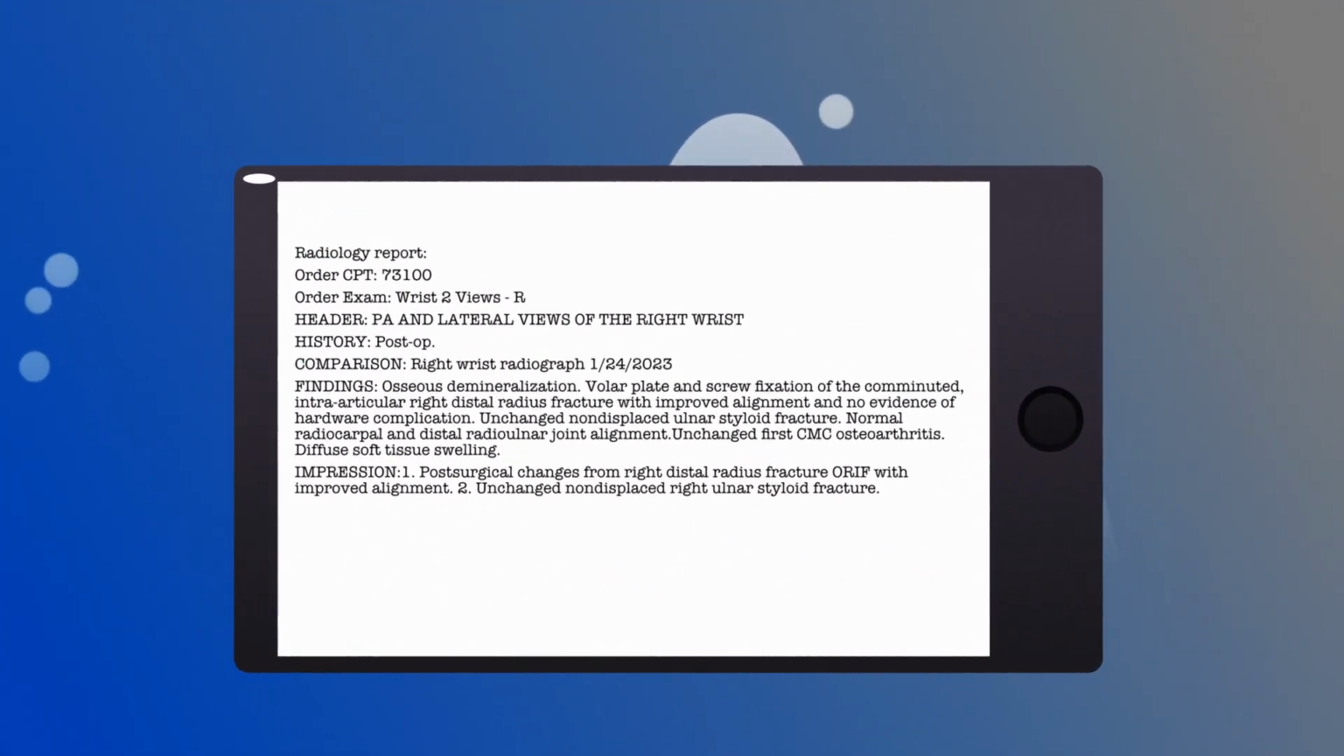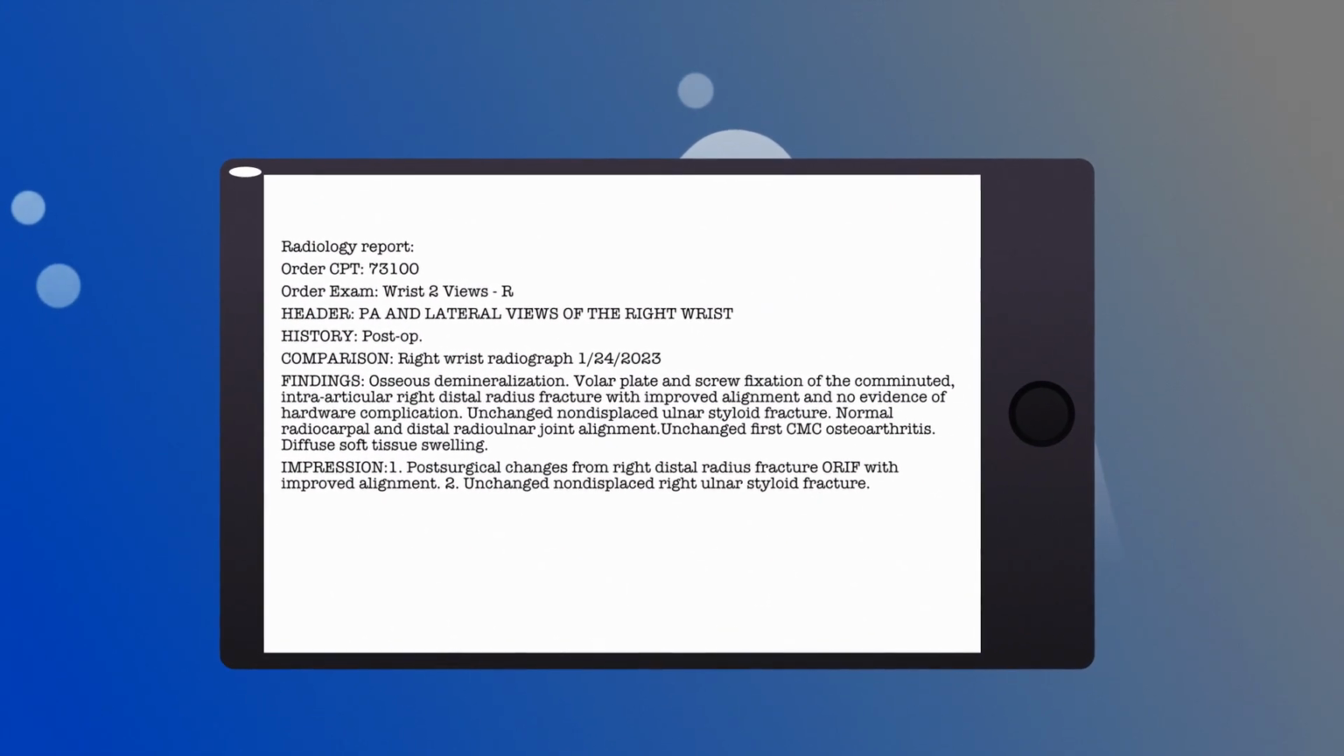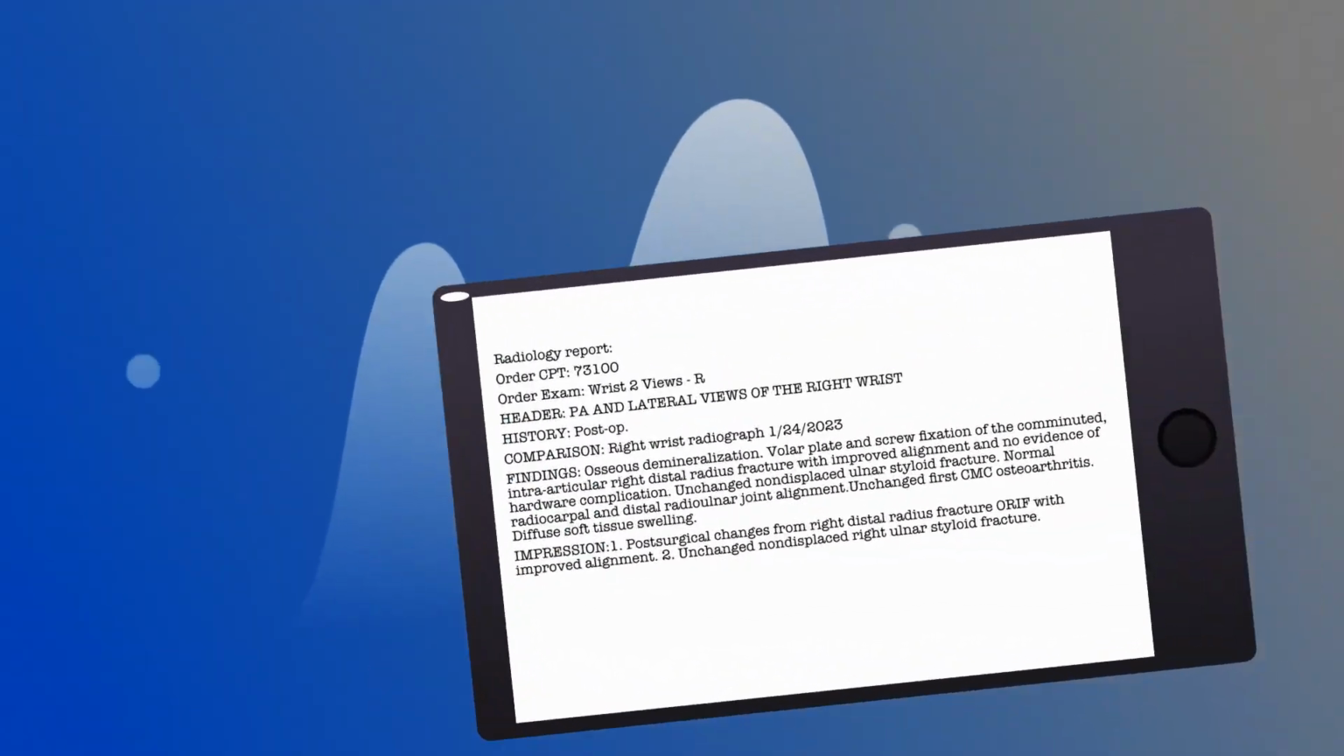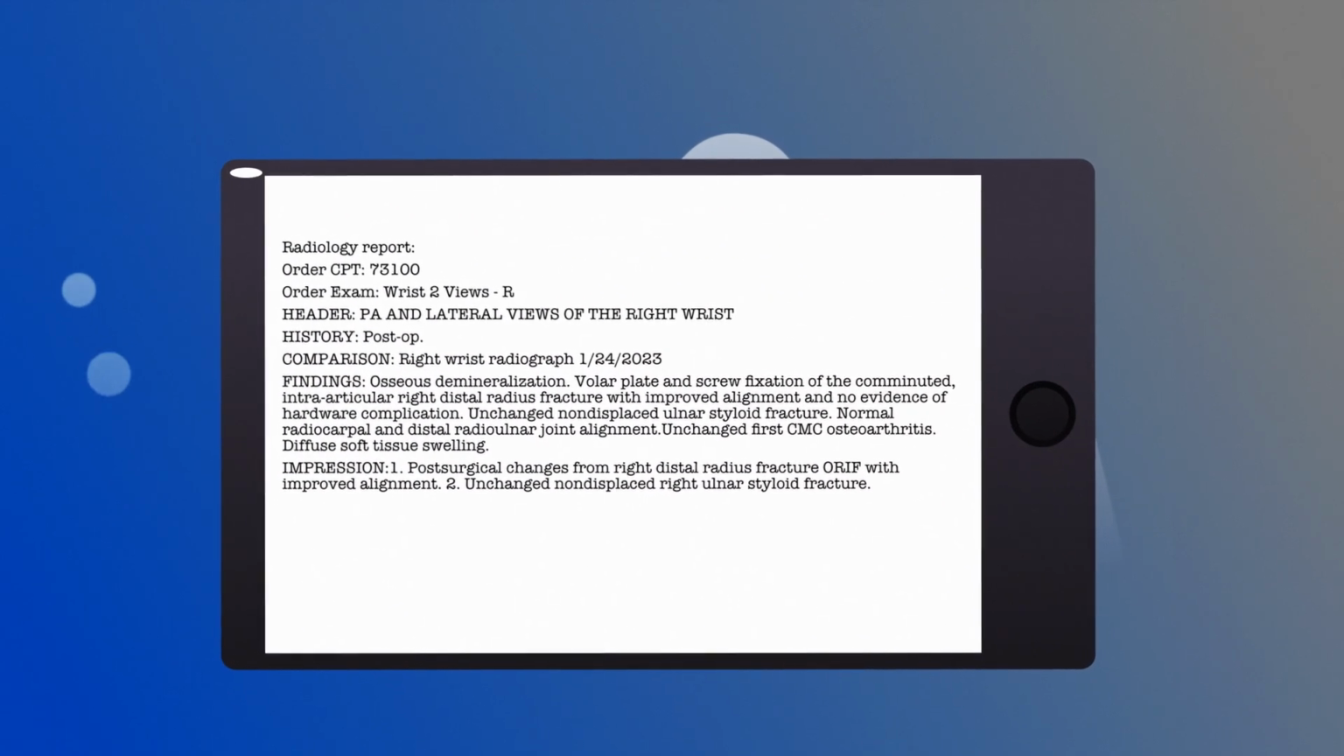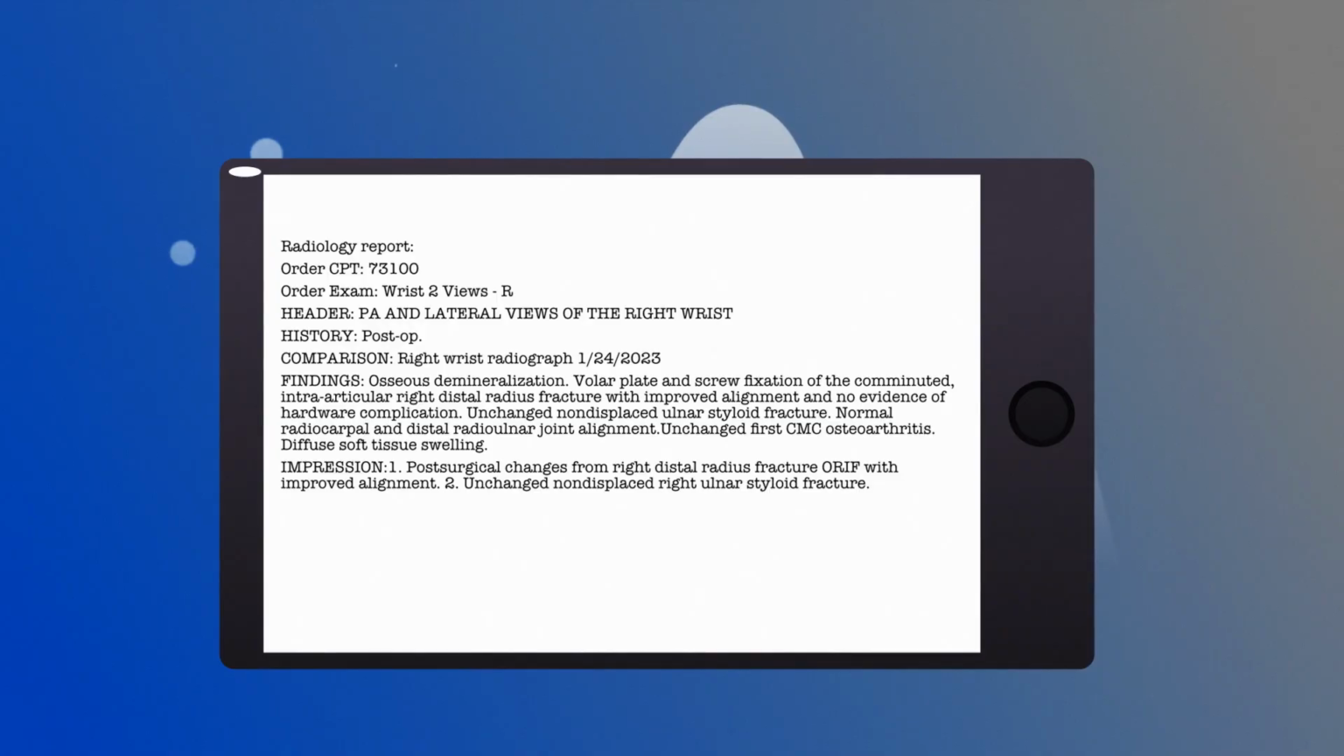Report example. Order exam: wrist 2 views, right. Header: PA and lateral views of the right wrist. History: post-op. Comparison: right wrist radiograph 124-2023. Findings: osseous demineralization, volar plate and screw fixation of comminuted intra-articular distal radius fracture with improved alignment. No evidence of hardware complication. Unchanged non-displaced ulnar styloid fracture.